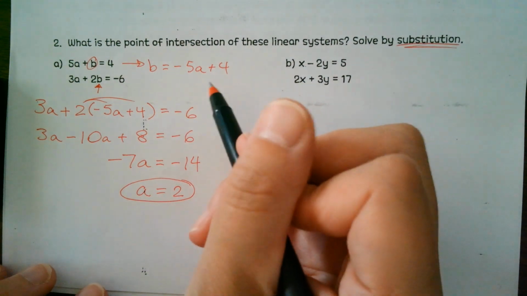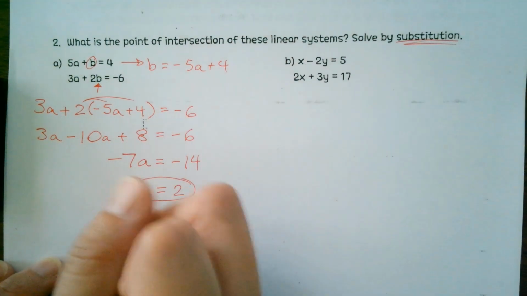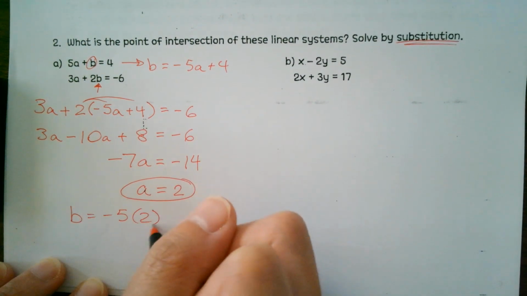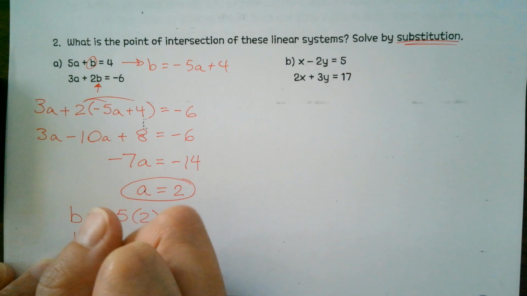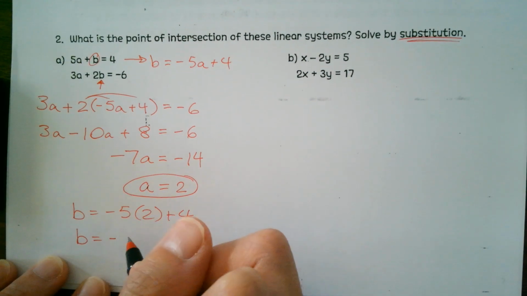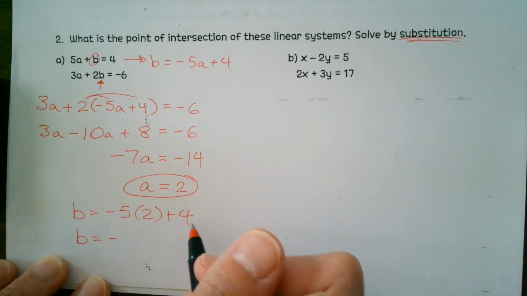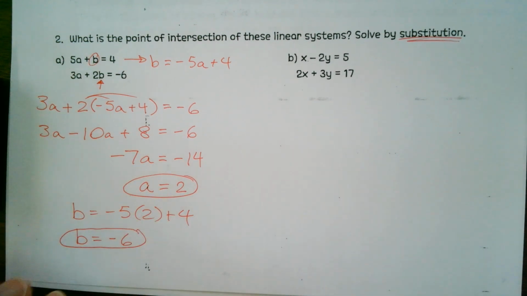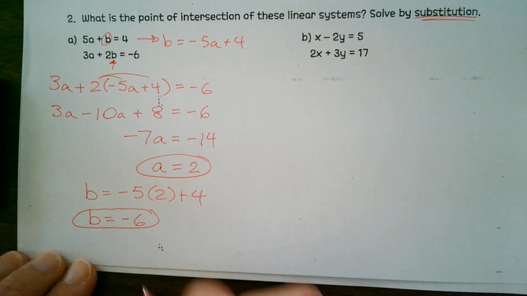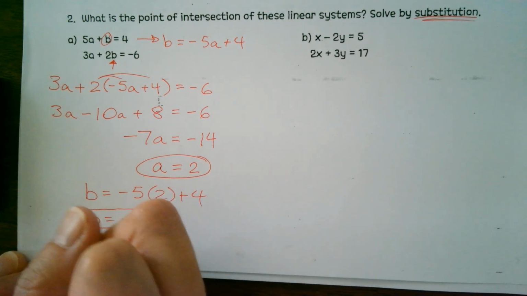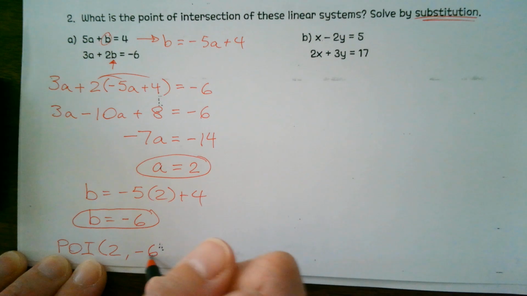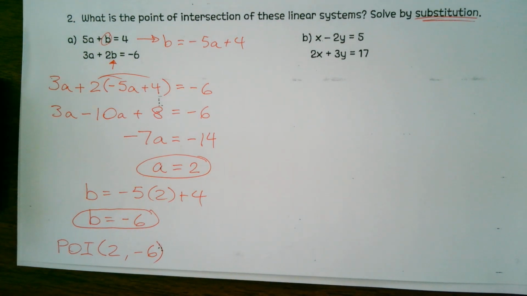Don't forget to plug it back into here to find out what b equals. So b equals -5 times 2 plus 4, so -10 plus 4 gives you -6. So my POI is 2, -6.